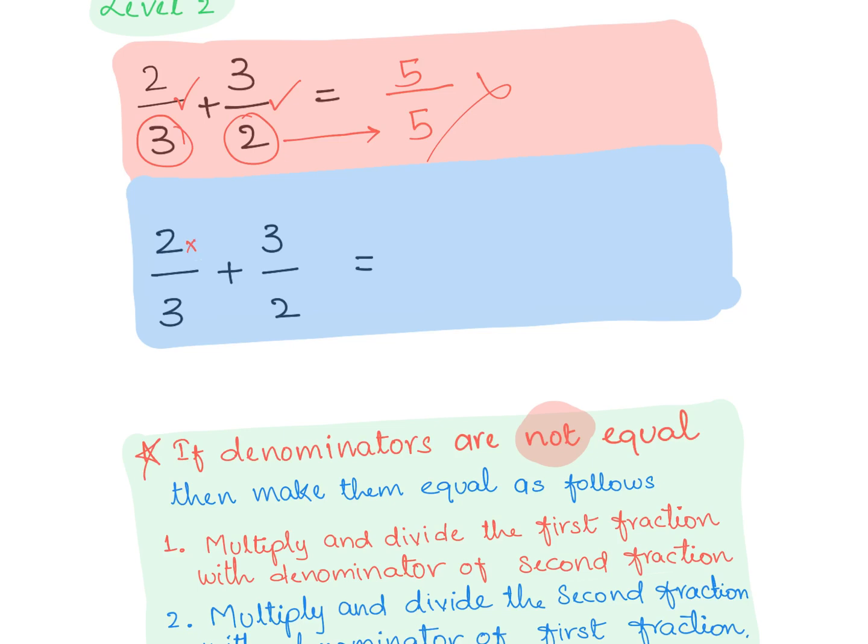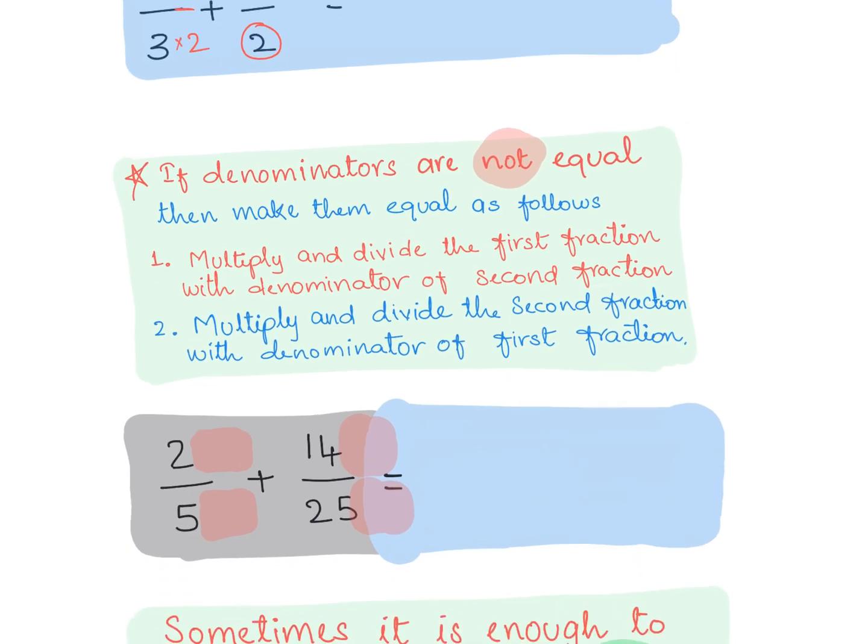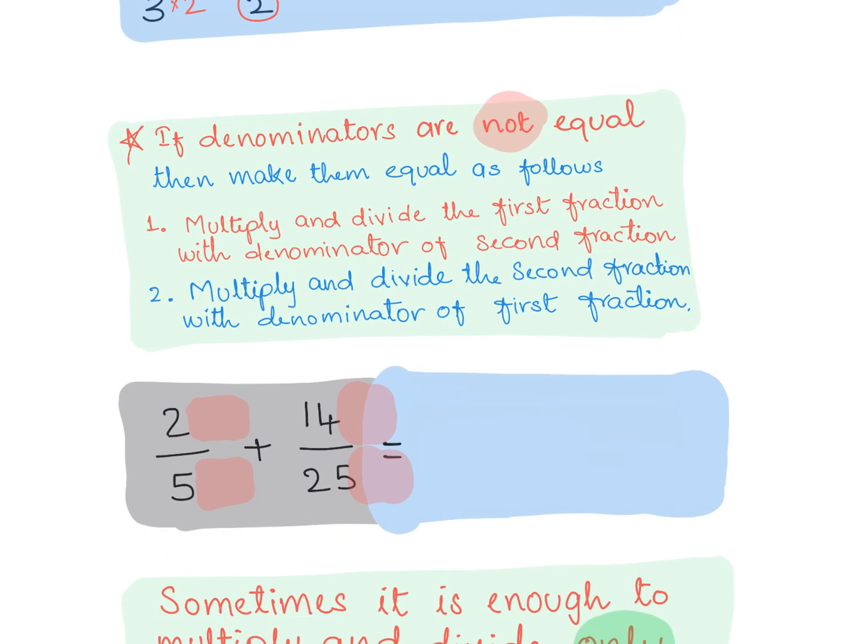Multiply and divide. Multiply means in the numerator, and divide means we do that in the denominator part. So what do we need to multiply and divide? The denominator of the second fraction. So into 2 and by 2. Then what do we need to do? Multiply and divide the second fraction with the denominator of the first fraction. Yes, let us do that.